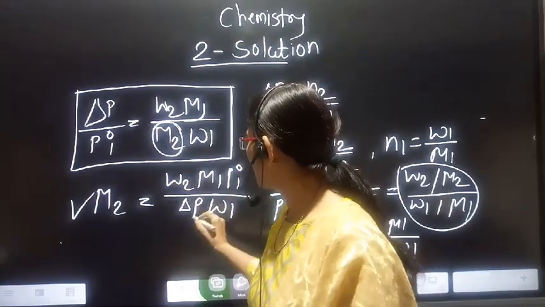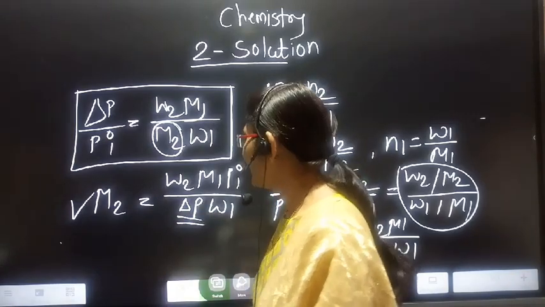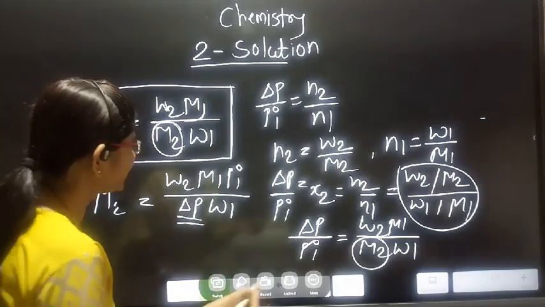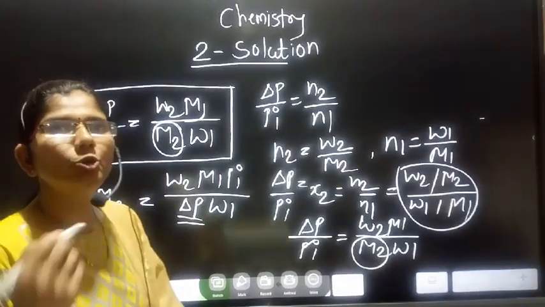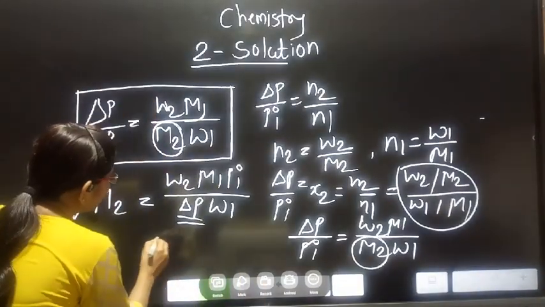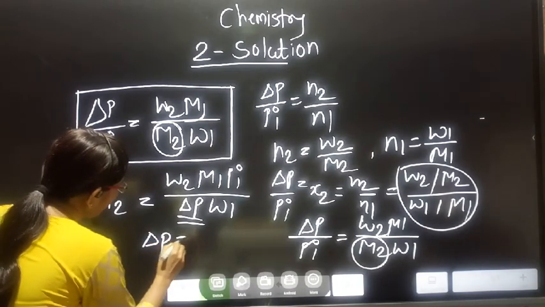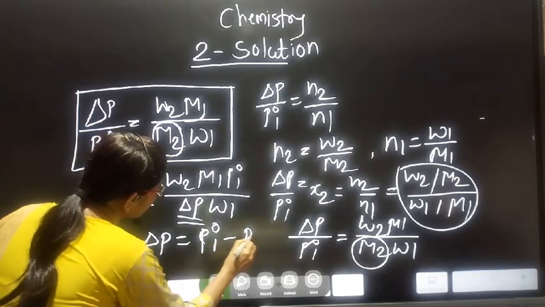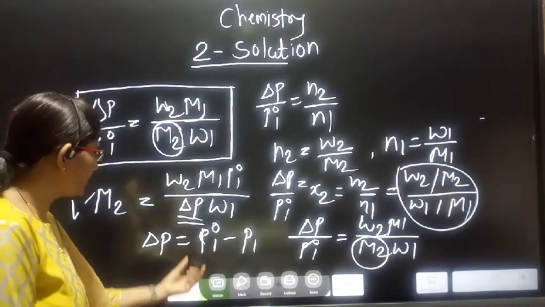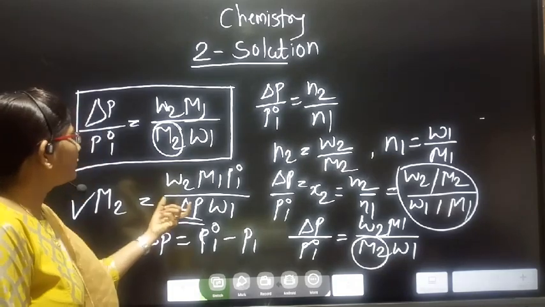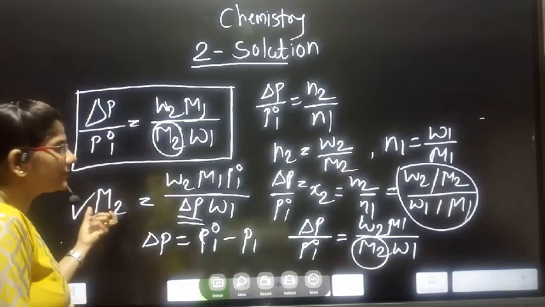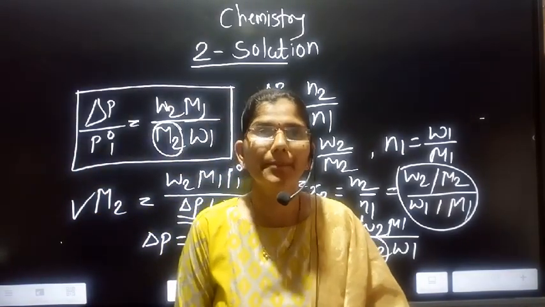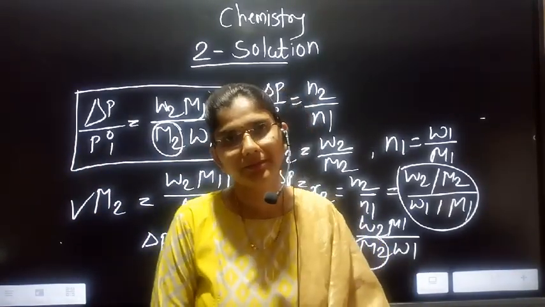And here we know the value of delta P. If delta P is not given directly, and the vapor pressures of the solution and of the solvent are given, then we know delta P is equal to P naught 1 minus P1. So from this we have to calculate delta P, and if we put the values in this equation, then we calculate M2, which means the molar mass of the solute.